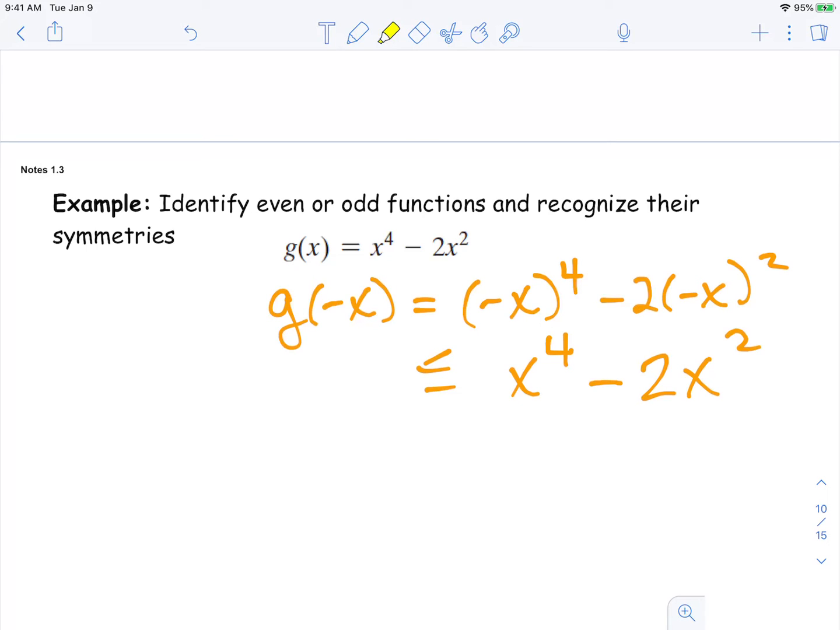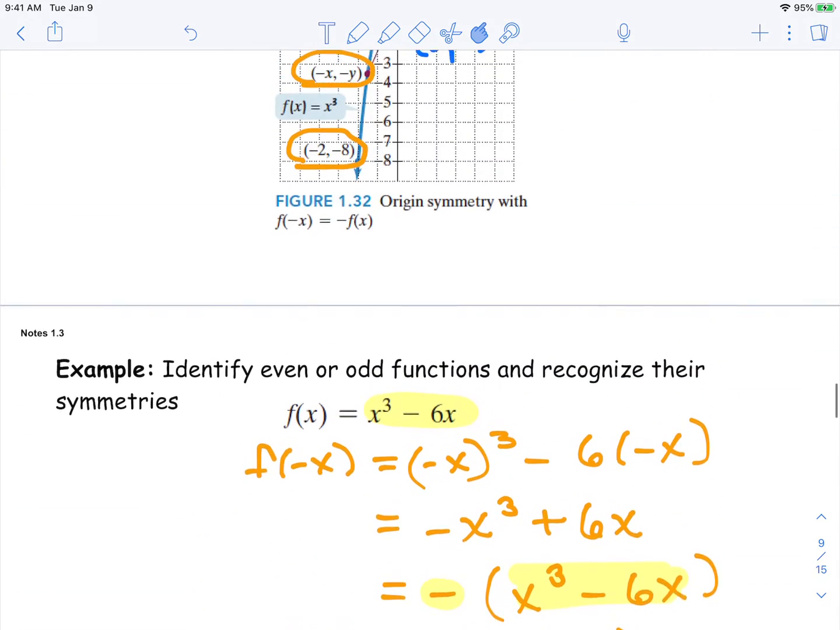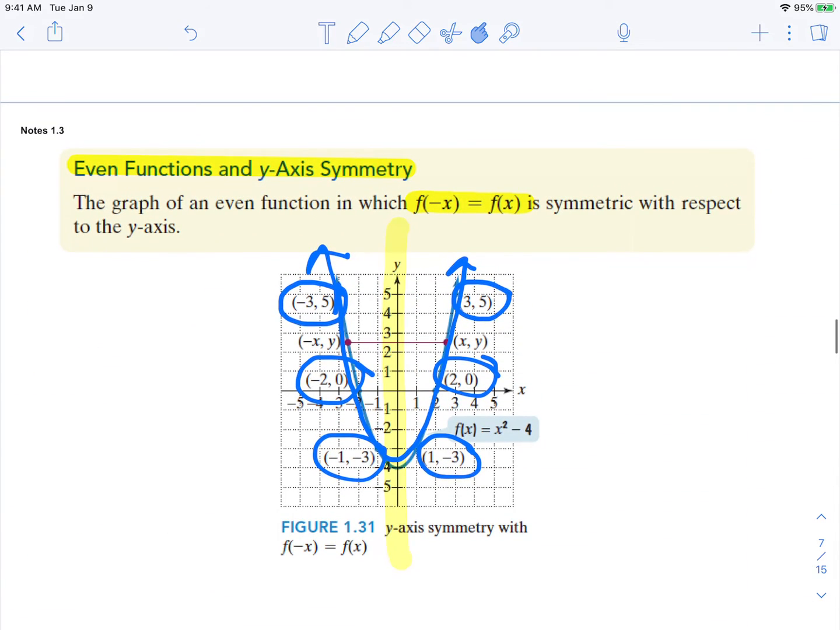So we look at the original function first, and what we got is the original function back. So what does that tell us? G of negative x equals the original function. So, looking back up here, if you evaluate the original function for negative x and you get the original back, you have even symmetry, or an even function, and y-axis symmetry.